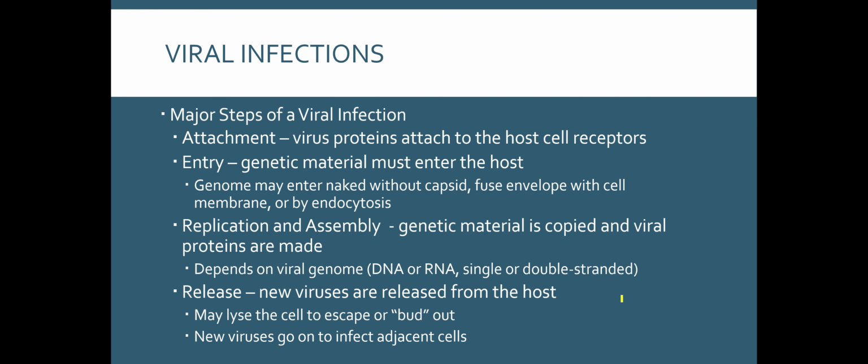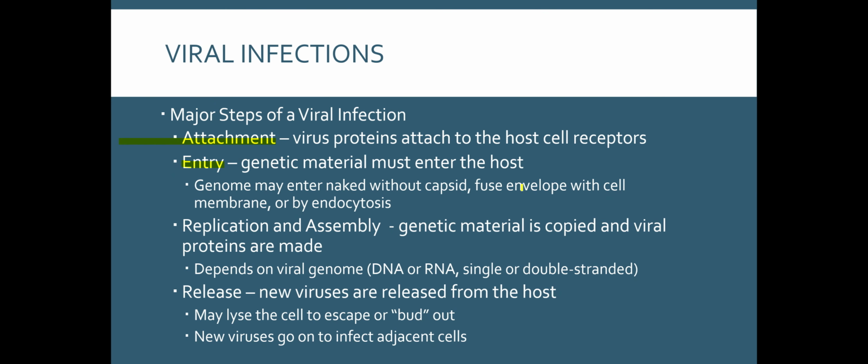Now, when it comes to a viral infection, in general, there's kind of 4 major steps. So the first thing that has to happen is the virus has to be able to attach using those proteins. Once it's attached, it has to find a way to get the genetic material into the host cell. Now, depending on the virus, there's different ways that this can happen. It could just kind of inject the genetic material into the host, and so it kind of enters in what we call naked. It doesn't have that capsid around it.